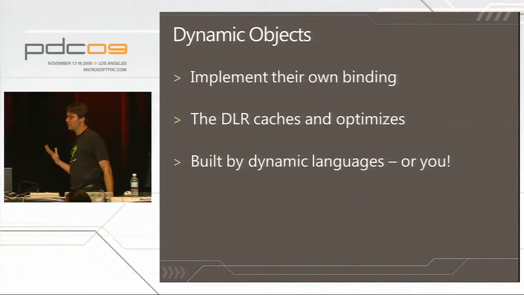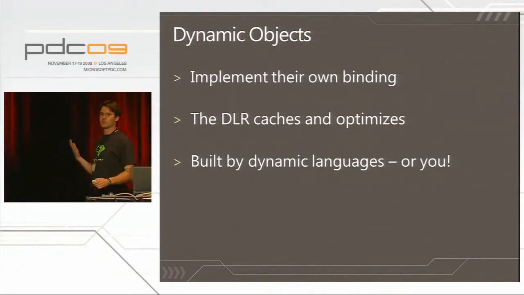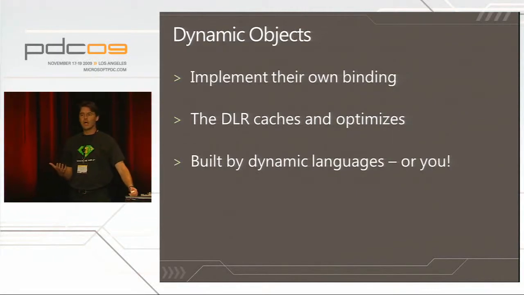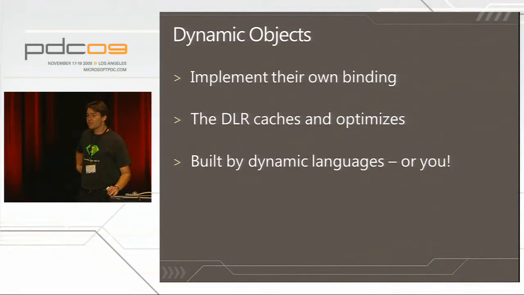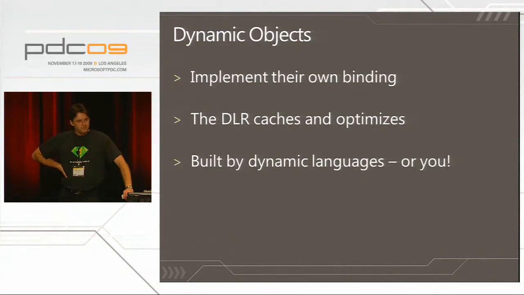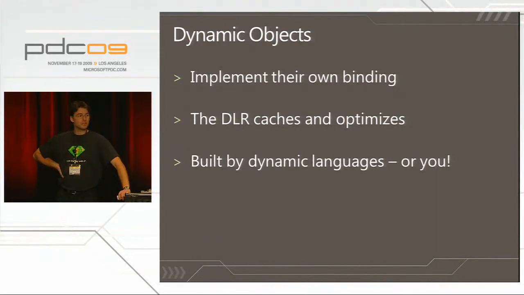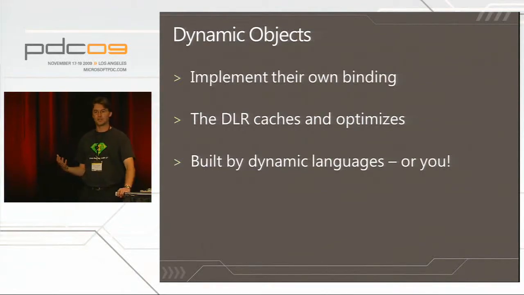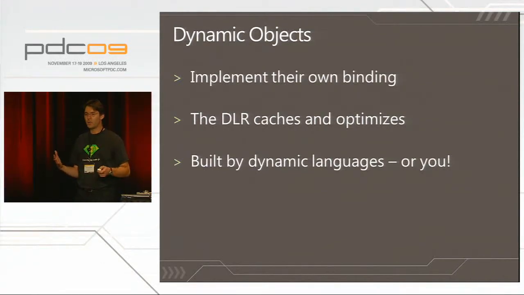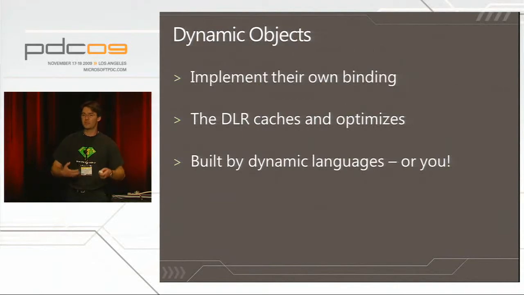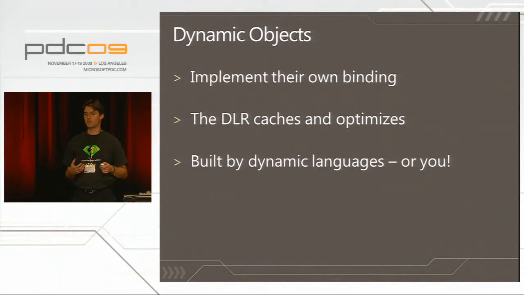The main thing to think about as a user of the dynamic language runtime, sort of an end user of things dynamic, is the notion of a dynamic object. So what is a dynamic object? Well, it's an object, but it's an object that has a special capability, which is to implement its own binding. In essence, it does its own dispatch. A dynamic object is one that knows itself programmatically how to deal with method calls, how to deal with being invoked or being indexed into, and so on.